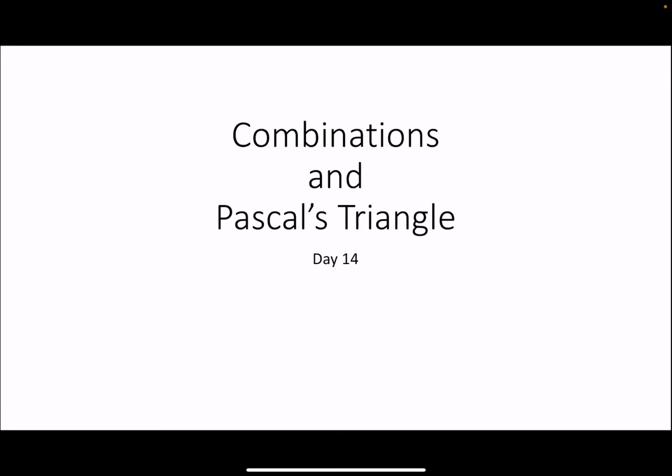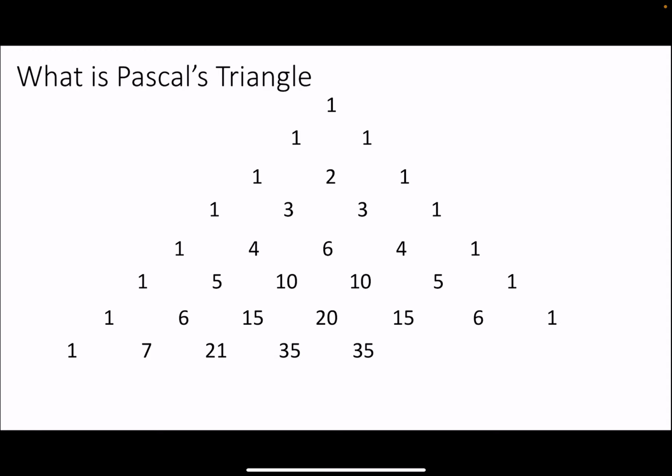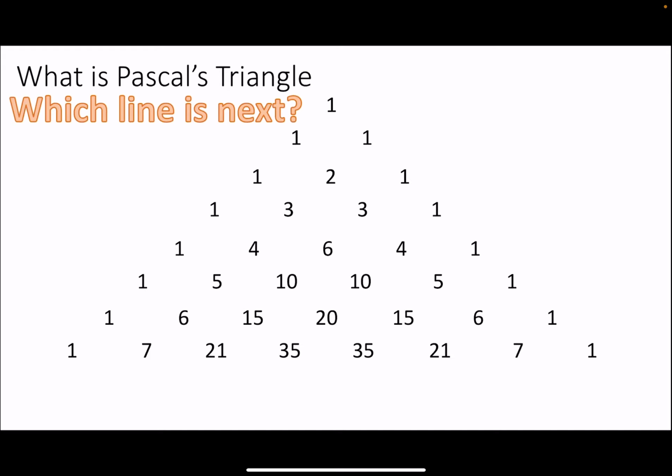Okay, we're gonna look at something called Pascal's triangle, and we're gonna relate that to combinations. You'll see what that is in a second. So what is Pascal's triangle? It's basically a triangle of numbers, and there's a pattern to the numbers. If you can see the pattern, try and guess what line is next. If you pause the video, take a look at that. And when you come back, you'll see the following.